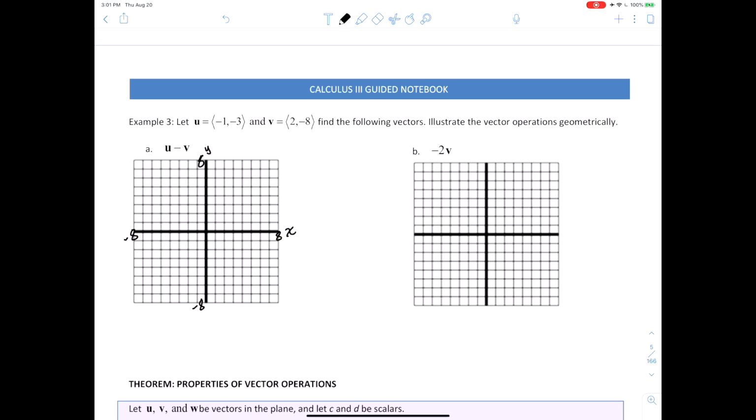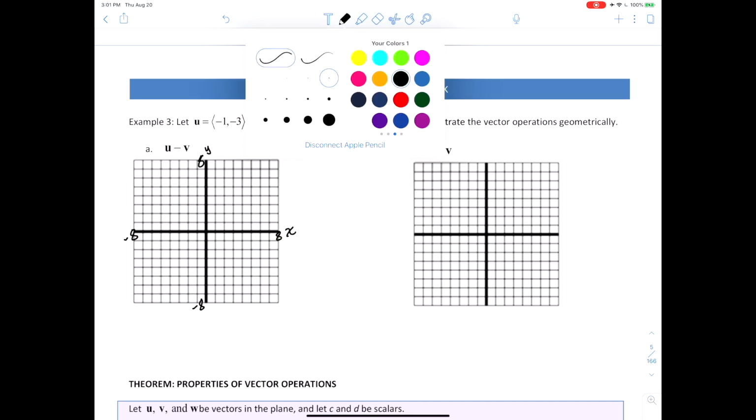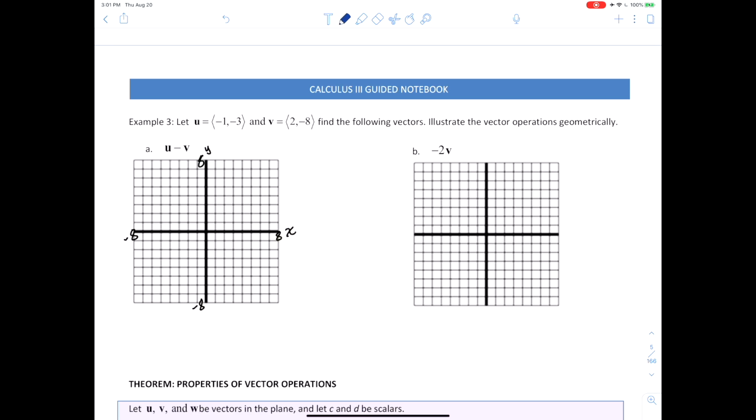All right, so let's go ahead and draw out our vectors. So why don't we let U be in blue. So U is <-1, -3>. So basically from the origin, you just plot that point. -1 and then 1, 2, 3, -3. Draw your arrow. And that's our vector U. Cool. And that has that terminal point of -1, -3.